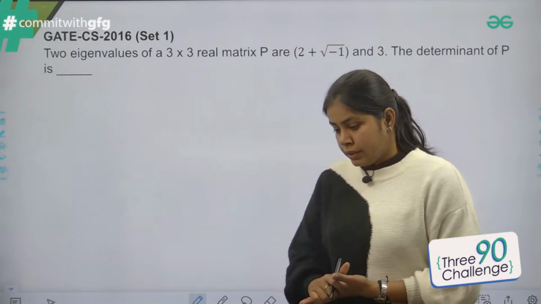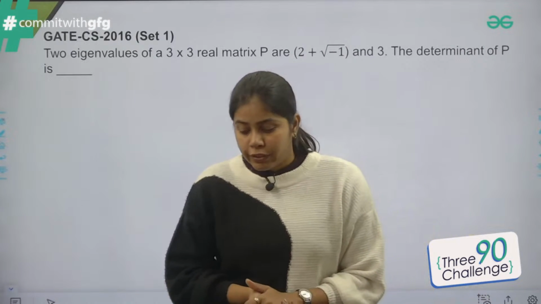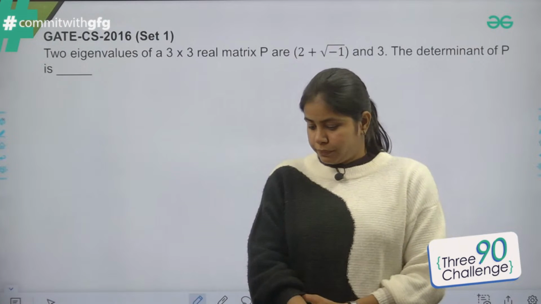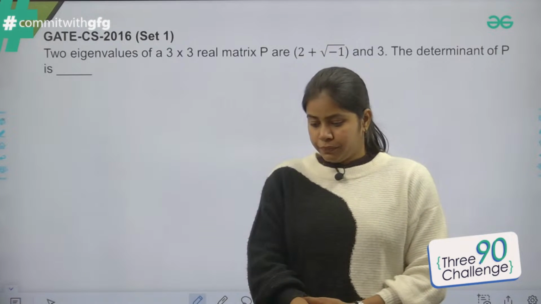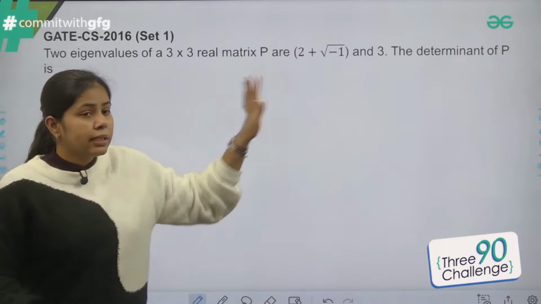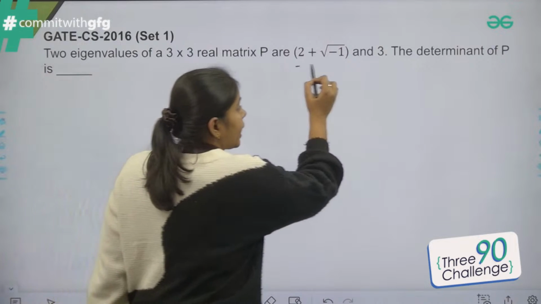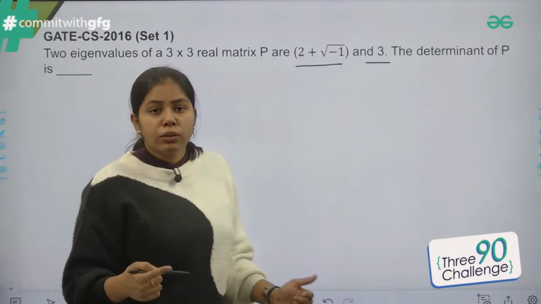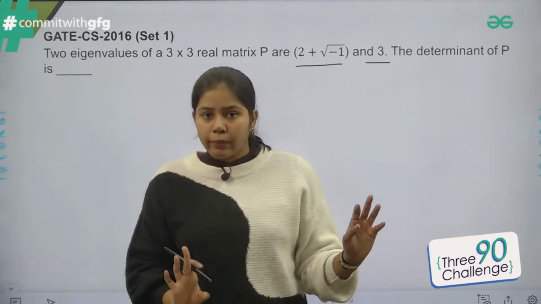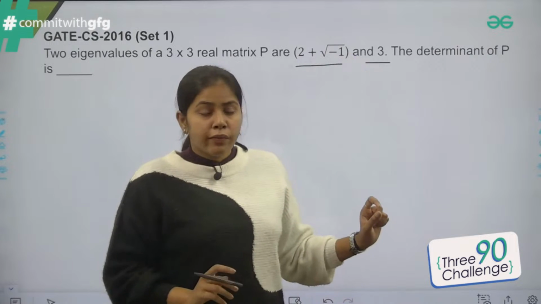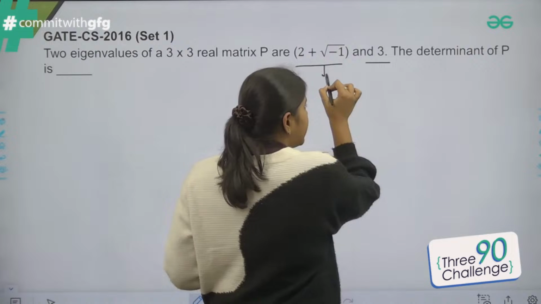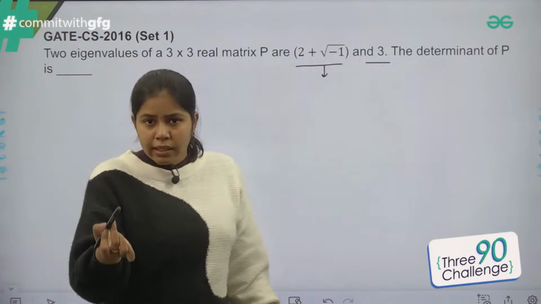Okay, so Danish has given the answer 15. Anyone else, guys? Okay, so guys, you can see that we have a 3 cross 3 real matrix P, but I have given only 2 eigenvalues, and we know that for a 3 cross 3 order matrix I want 3 eigenvalues. But here only 2 eigenvalues are given. So what would I do? You can see that this is something different. This does not seem to be a real number, right?